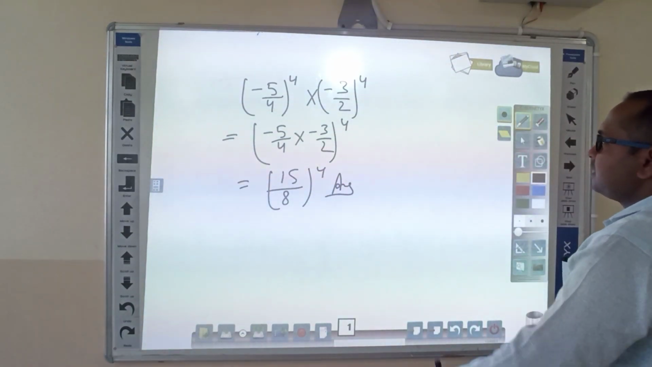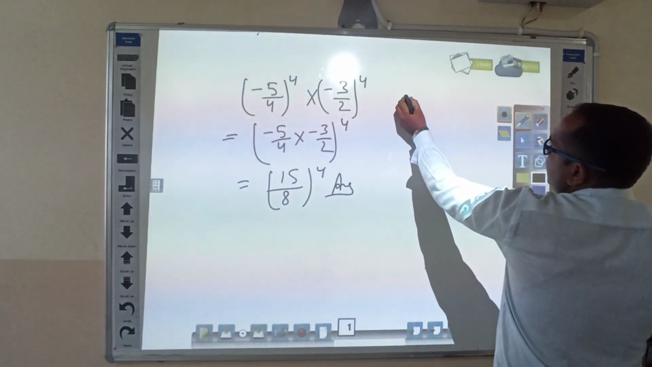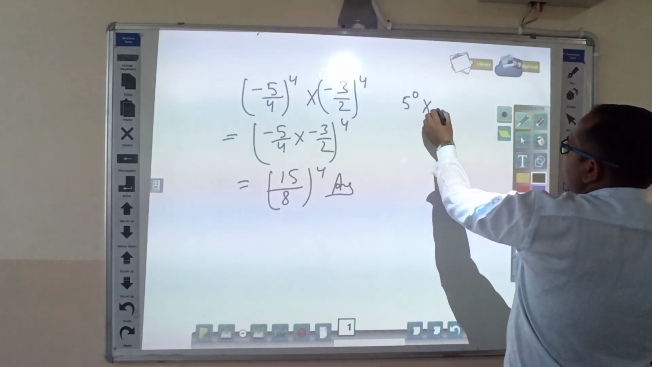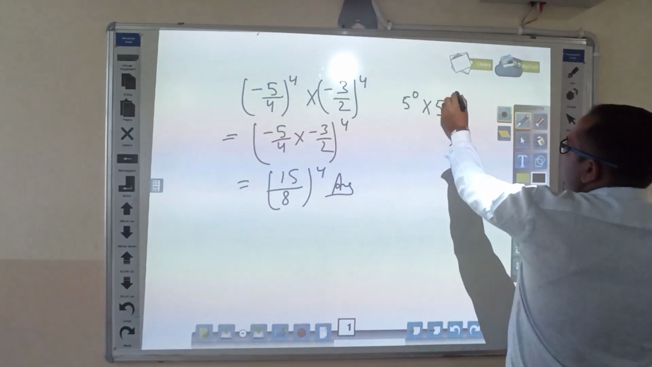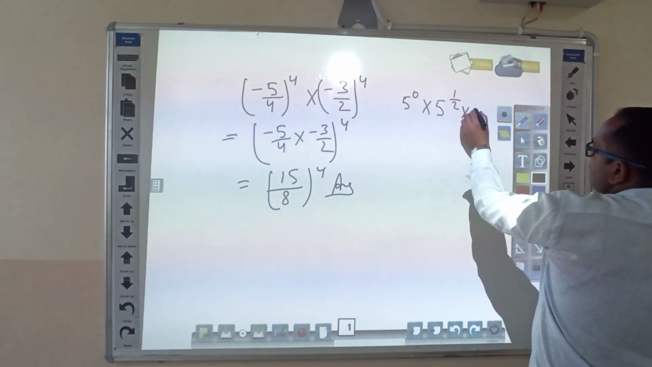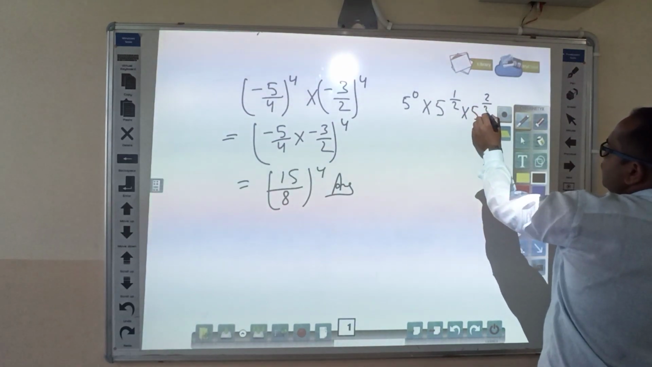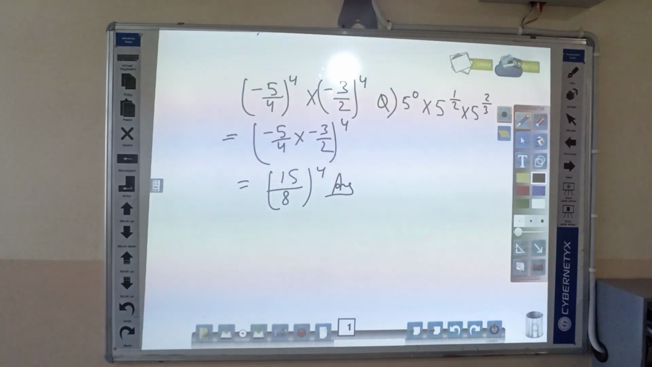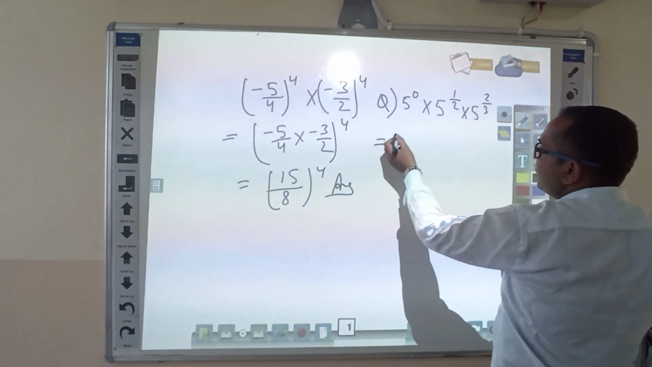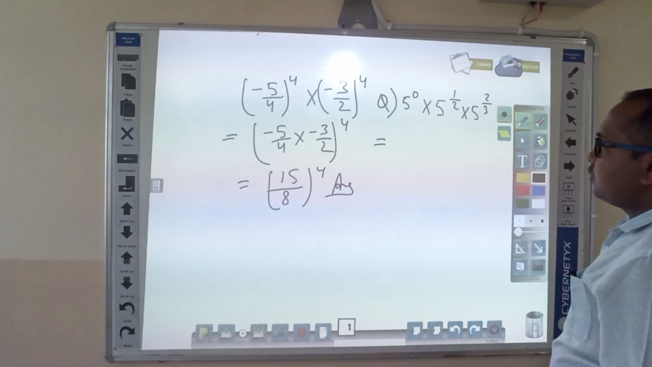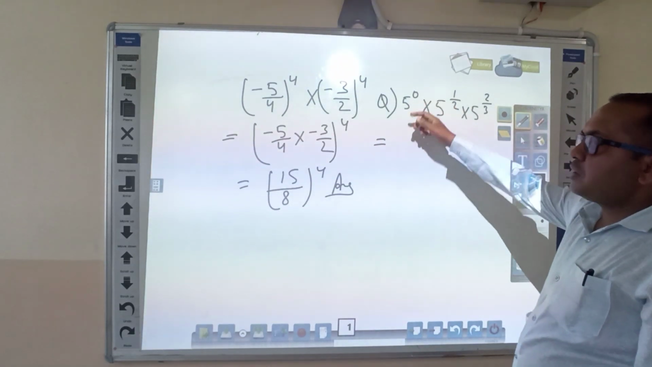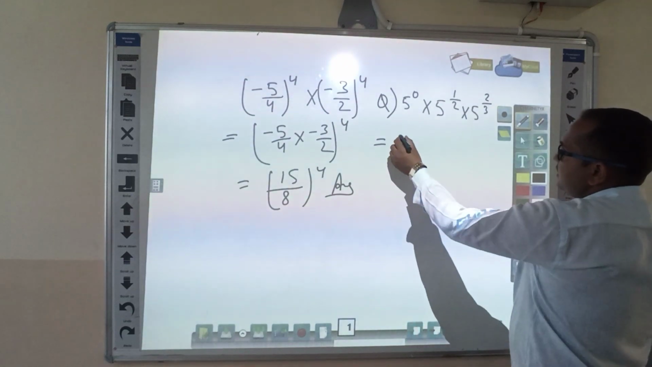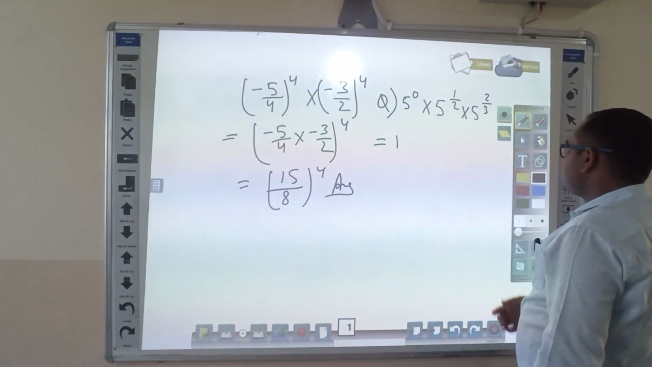Now take one more example. If 5 to the power 0 into 5 to the power 1 by 2 into 5 to the power 2 by 3 is the question. So we apply two or more exponent laws in the same question. Here, anything raised to the power 0, we know that the laws state that anything raised to the power 0 always gives 1. So 5 raised to the power 0 gives 1.